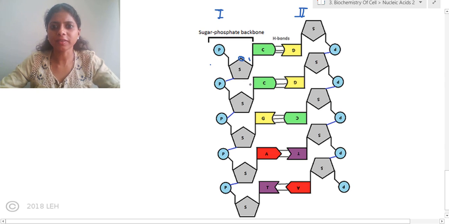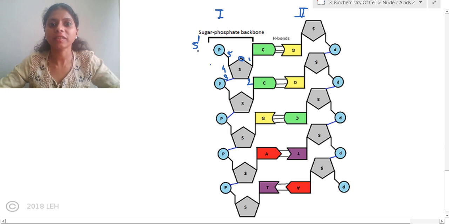This is the first carbon, this is the second one, this is the third one, this is the fourth one, and this is the fifth one. Agree? I'm just explaining you one thing. Now the phosphate group is always attached to the fifth carbon of the sugar. Agree? Phosphate group is always attached to the fifth carbon. So this is called the 5' end. This first strand is called the 5' end.